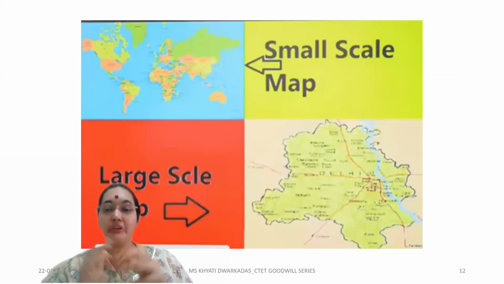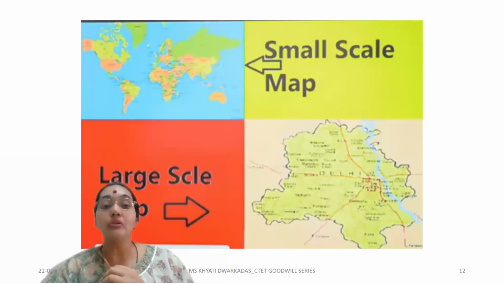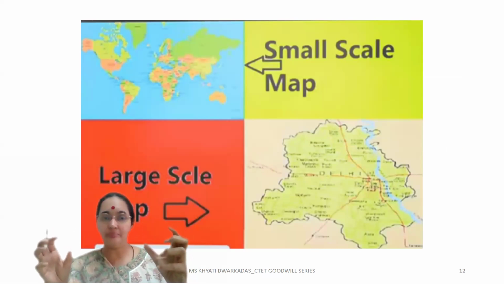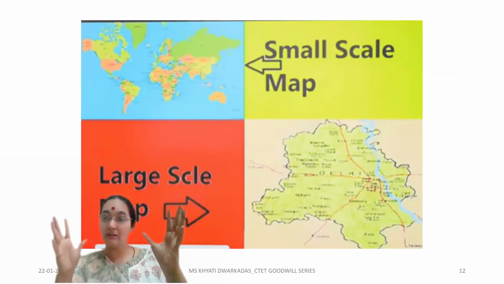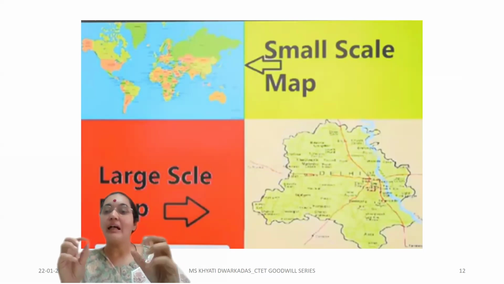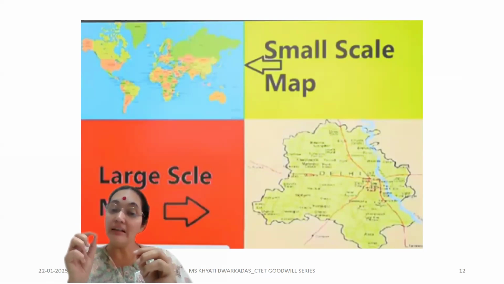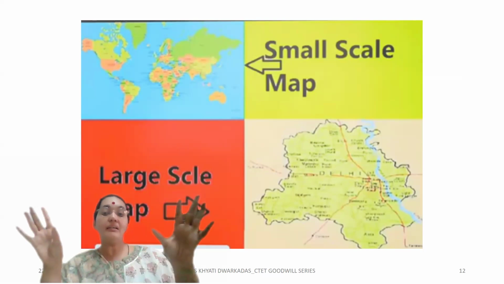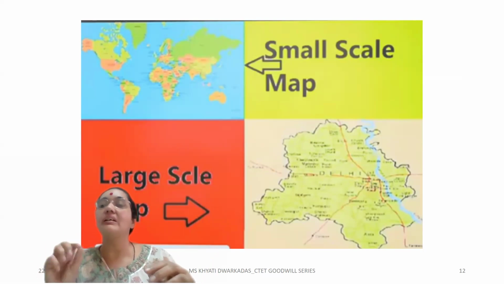But before we move to the details of each of those, there's one important thing we need to know. Maps could be small scale or large scale. Small scale maps are when you're trying to show too many things on one map. So if I want to show the whole world in one map, I would have to make it small scale. But if I want to show only Delhi, I would make a large scale map of Delhi and show only Delhi with whatever I need to show in Delhi.